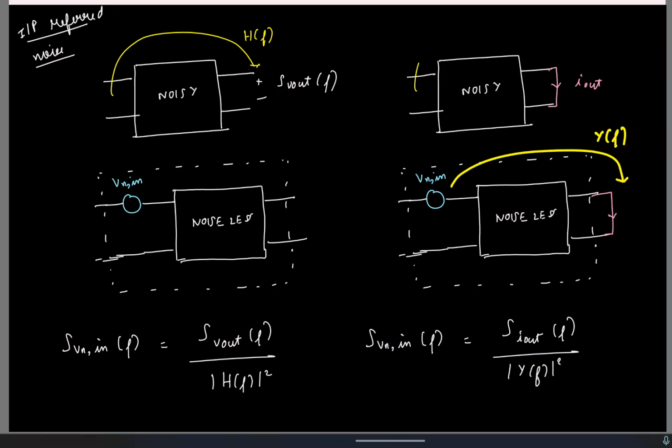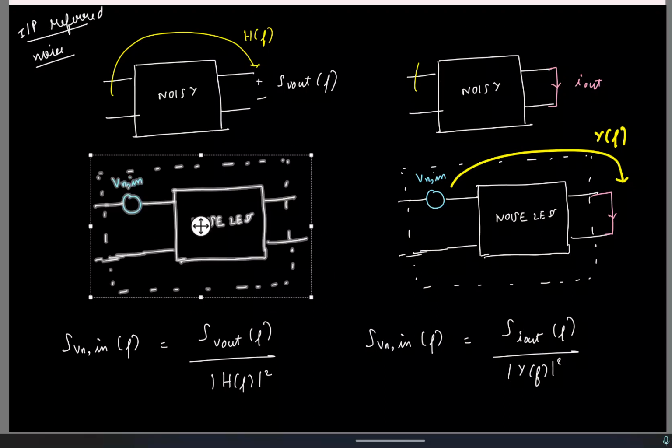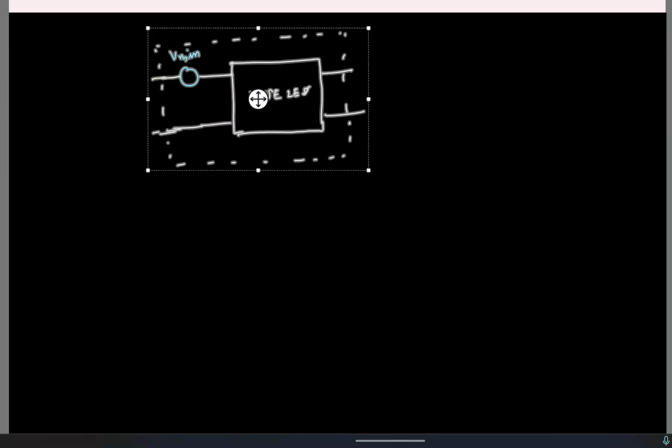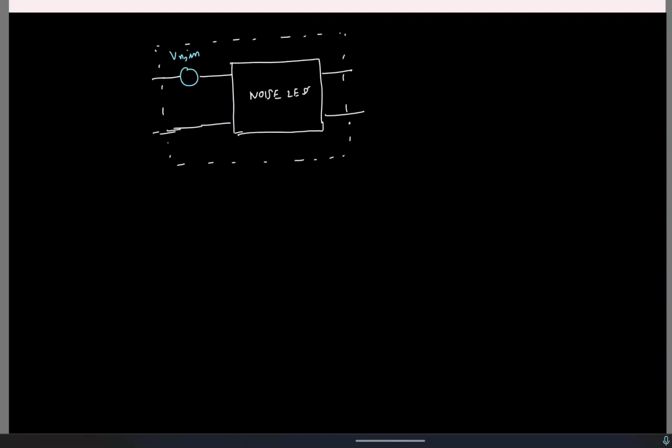Okay, great. Now this notion of modeling the noise using a single voltage source at the input works quite well, but there are some limitations. Let me mention that. So this is my overall network. Let us say here I apply some input voltage.